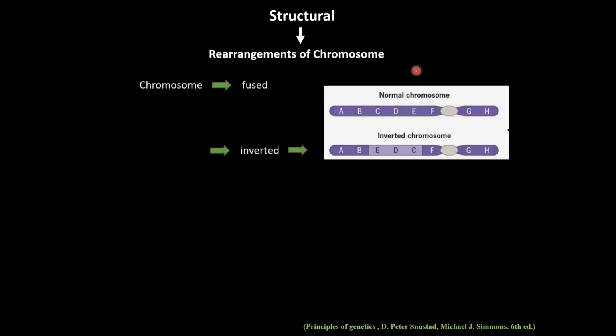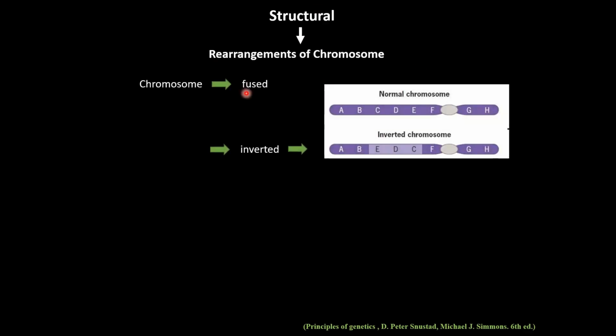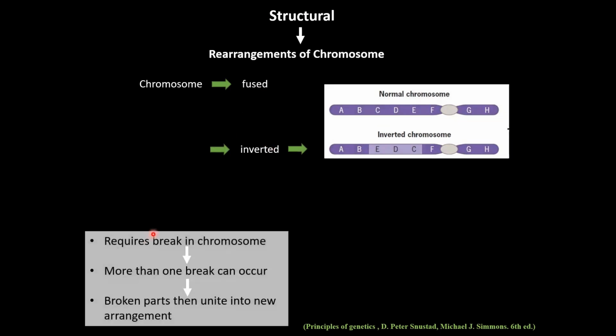It arises when a piece of one chromosome gets fused with another chromosome, or a segment within a chromosome gets inverted with respect to the rest of the chromosome. So the structural aberration takes place. And how does it occur? It requires a break in the chromosome. More than two breaks can occur, and the broken parts then reunite into a new arrangement.